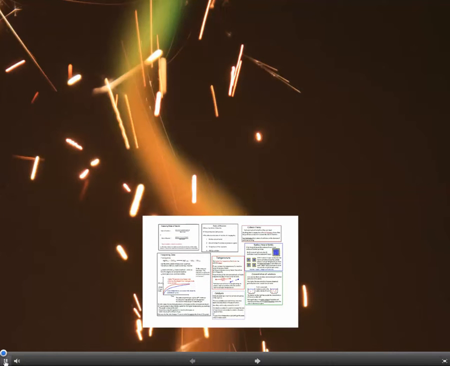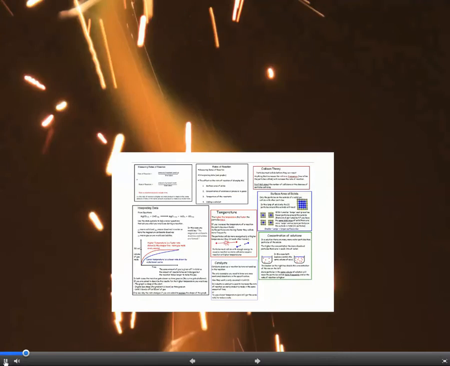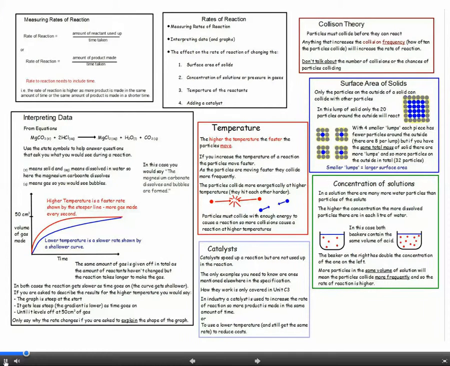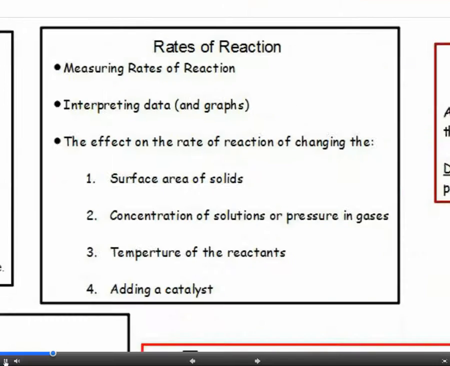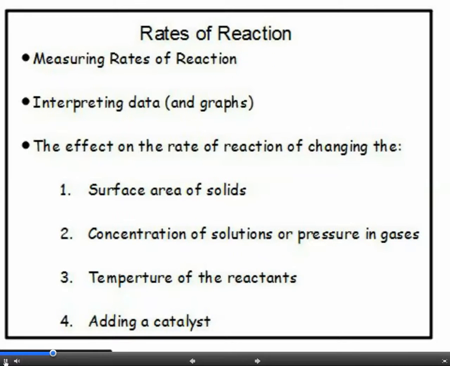Rates of reaction. Unit C2, Section 4. The main areas in this section are how to measure rates, interpreting data given in an exam question, stating how the rate of reaction will change if the conditions are changed, and explaining these changes using collision theory.